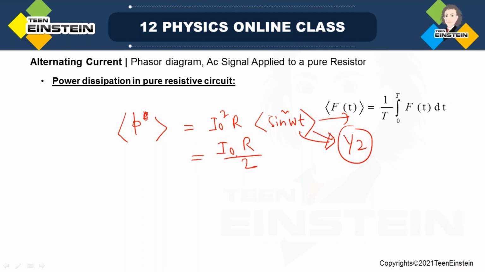So you can see the average power. What we get here is I0 square R by 2.